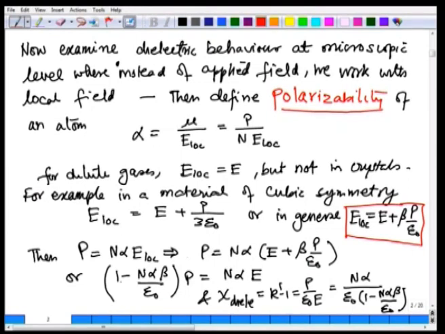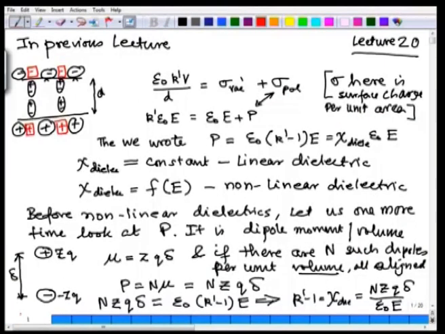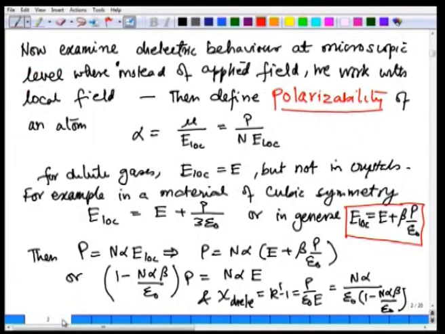So I am going to write 1 minus n alpha beta epsilon naught, taking this on this side, is equal to n alpha E. And now again I can write, remember the definition of dielectric susceptibility, or dielectric constant K prime minus 1, rather, is P divided by epsilon naught E, which is what this expression right here was. So we are going to use this expression and write P divided by E, which I get from this equation, as n alpha divided by this quantity in the bracket.